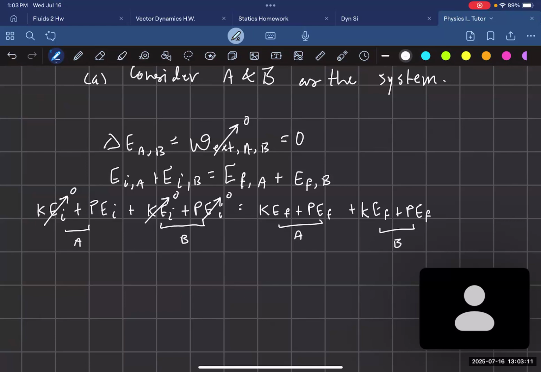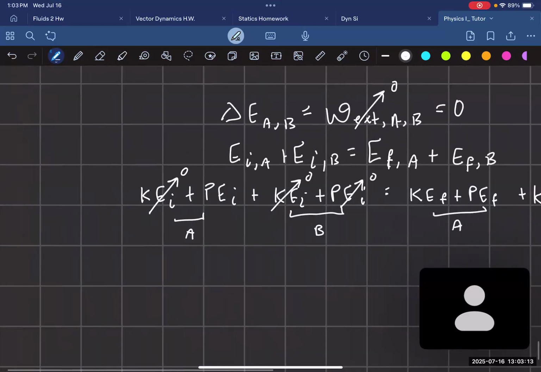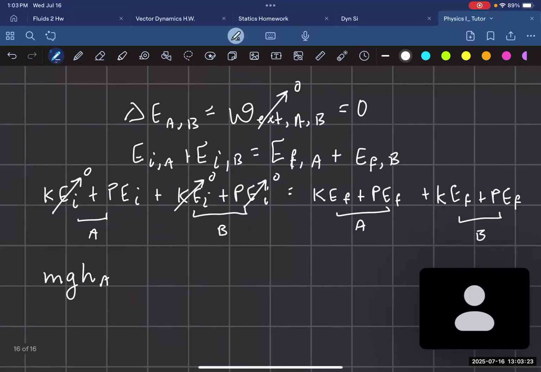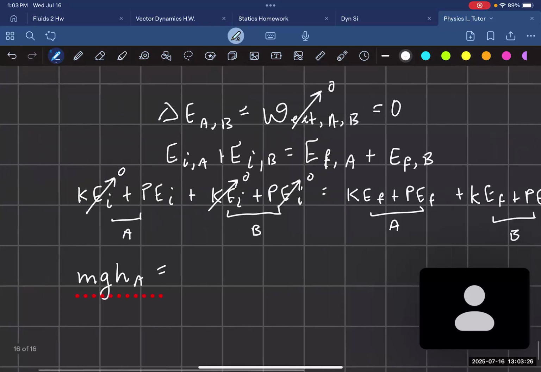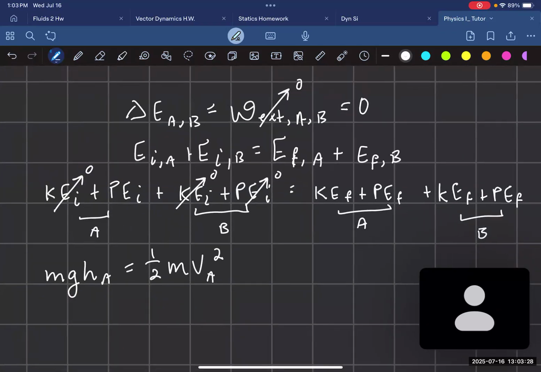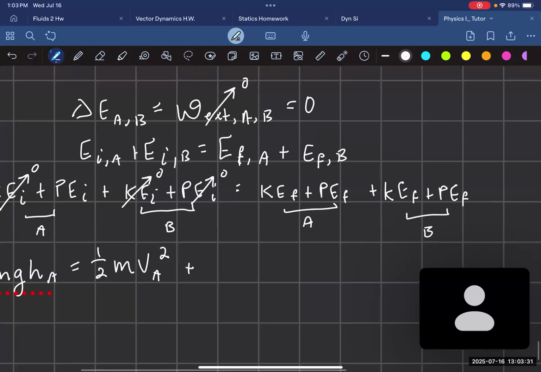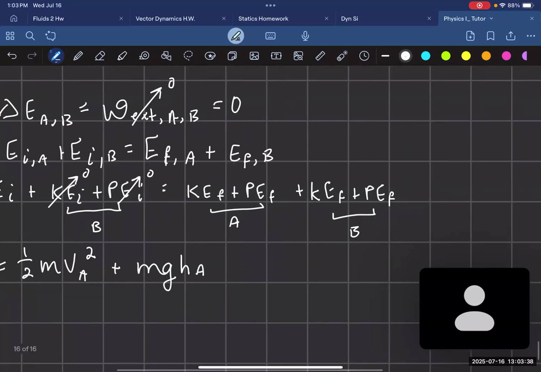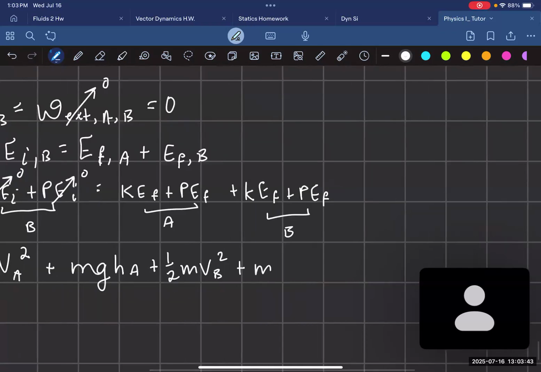Now we can expand these equations out a little bit more. So we get mg height of A is equal to 1/2 mv A squared, plus mg h of A, plus 1/2 mv B squared plus mg h of B.